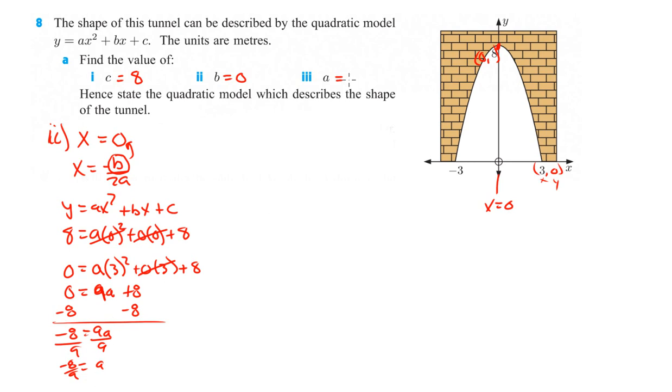So now we have all three pieces, hence state the quadratic model, which describes the shape of the tunnel. So it's going to be y equals negative 8 ninths x squared plus 0x, so we don't even have to include that, plus 8. That would be the equation of this tunnel here. Okay, that one's a little trickier, but just keep trying stuff out and see what you come up with.